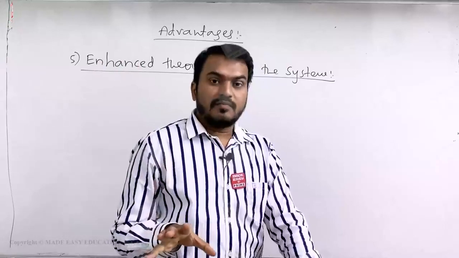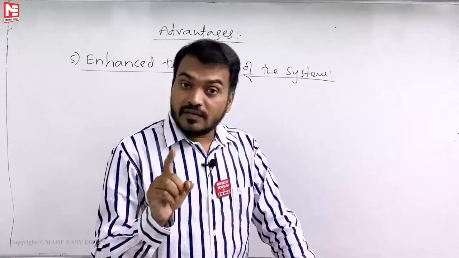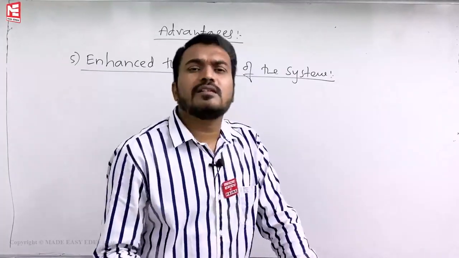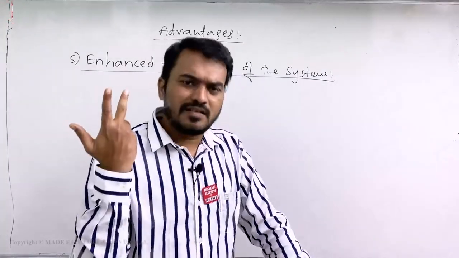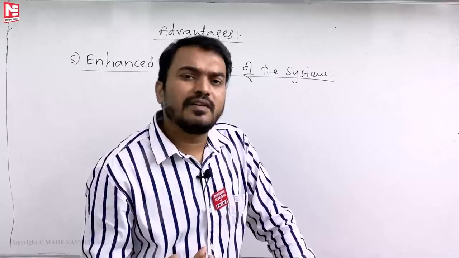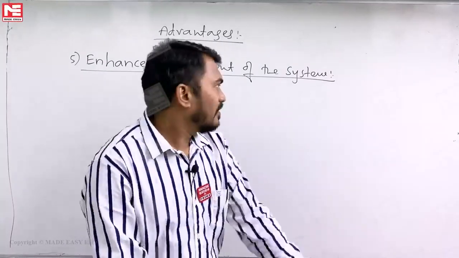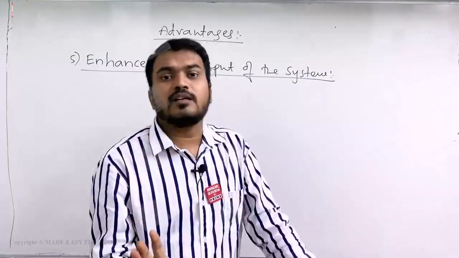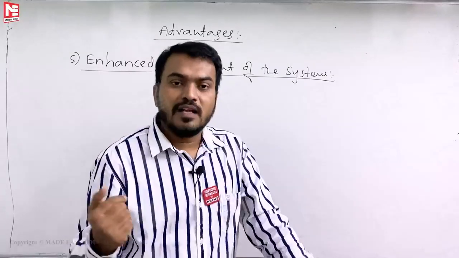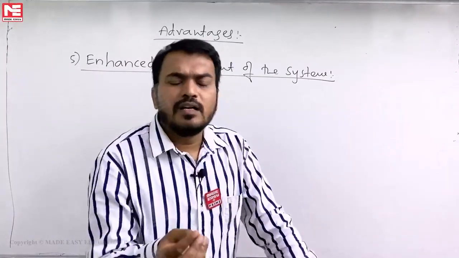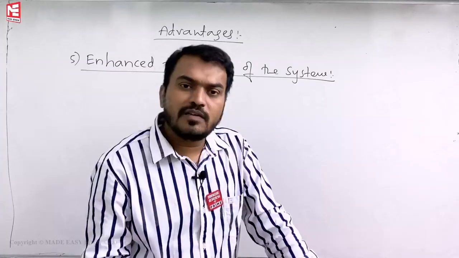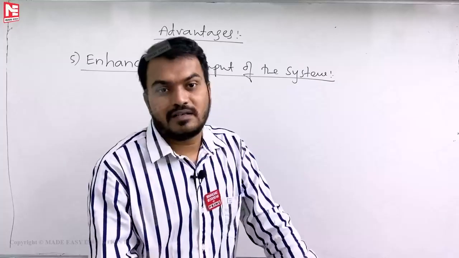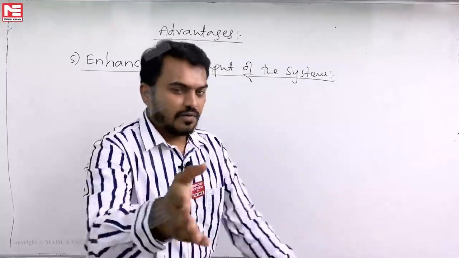I am repeating again. Remember, if you consider one thread as one job, then obviously the number of jobs completed per unit time will increase. So the throughput of the system will be enhanced. Enhanced throughput of the system: what is the meaning of this? If the process is divided into multiple threads, and if you consider one thread as one job, then obviously the number of jobs completed per unit time will increase, and it means the throughput of the system will be enhanced. So note down the statement.